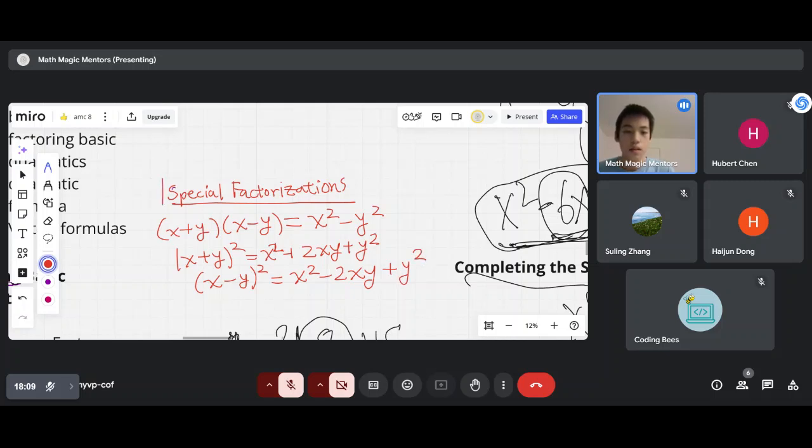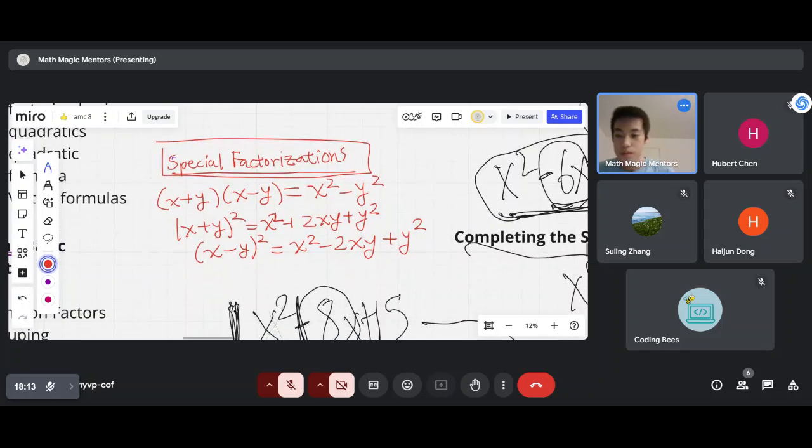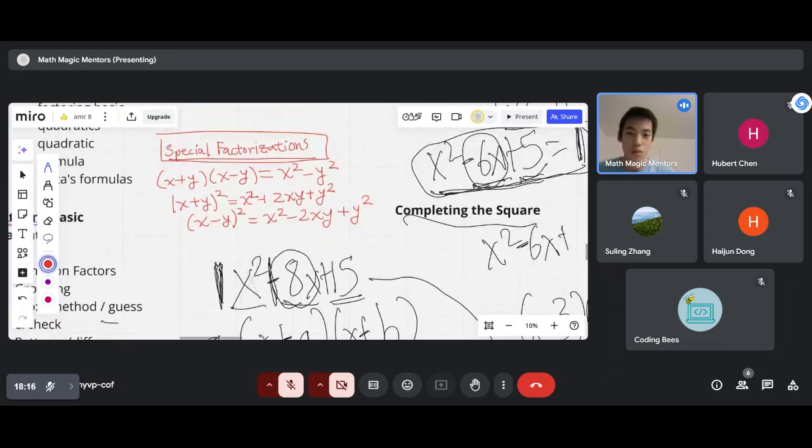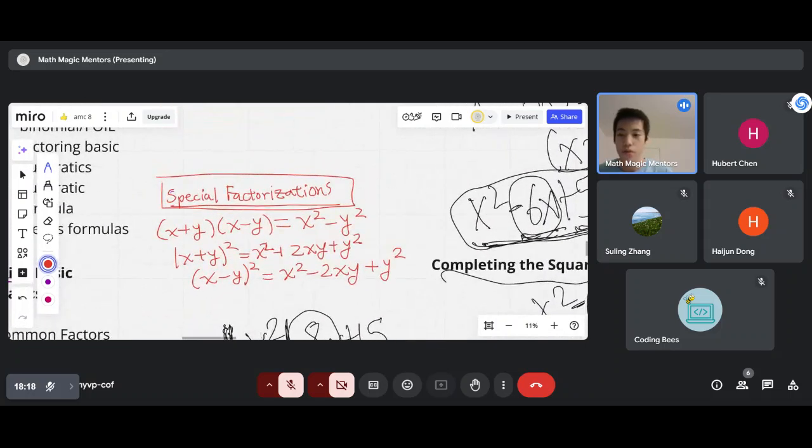All right, so these are the special factorizations, and they will come up time after time, so you should probably be very familiar with these. If you are taking notes, I'll give you a few moments to get these down.